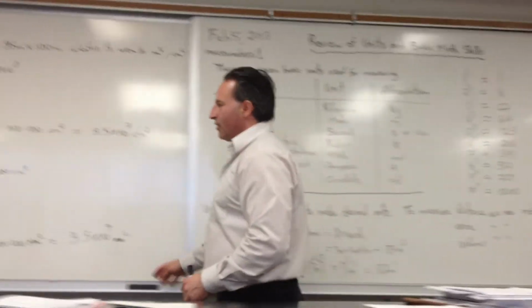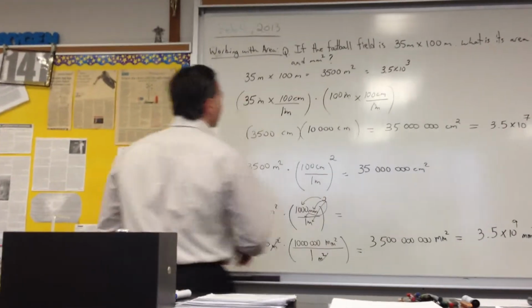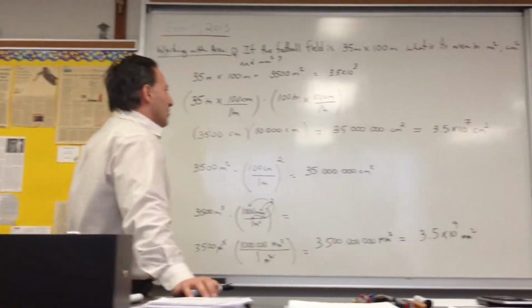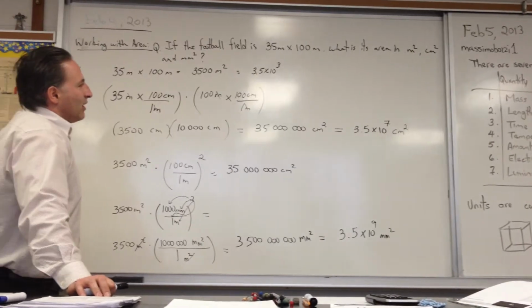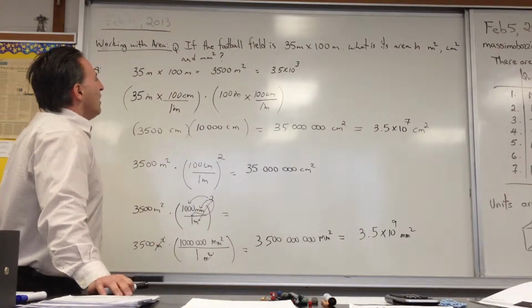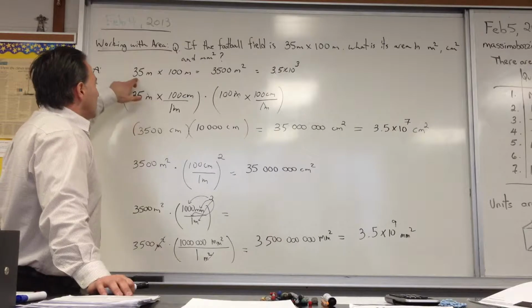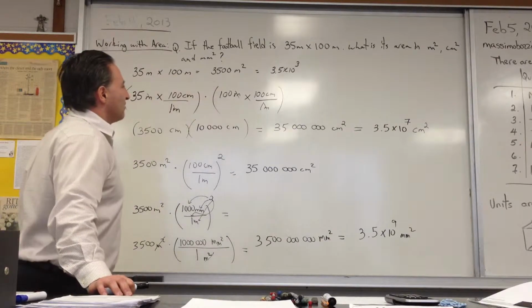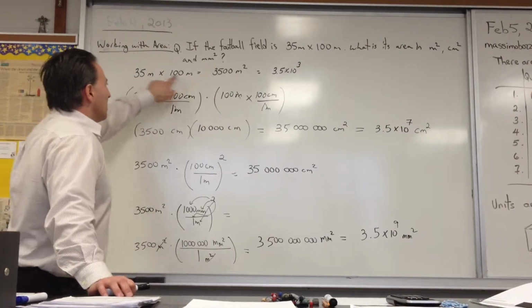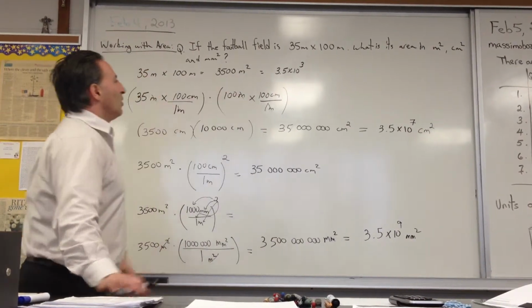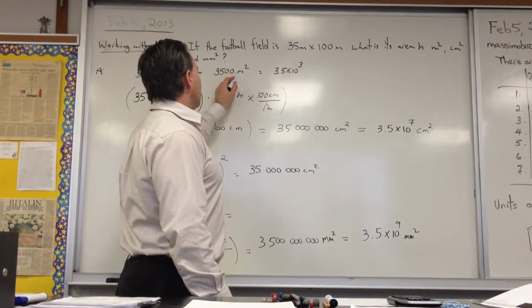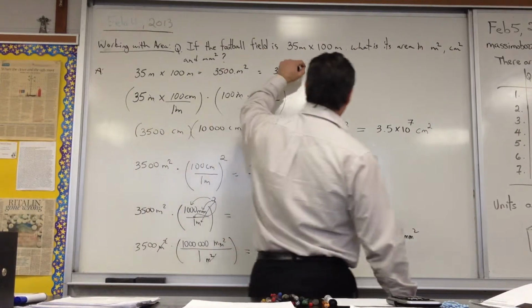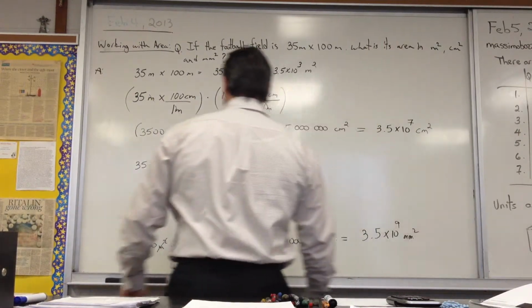Moving on to area and volume conversion. If the football field is 35 by 100 meters, 35 meters wide, 100 meters in length, what is its area in meters squared, centimeters squared, and millimeters squared? The first step is to find its area in meters squared. So 35 meters by 100 meters gives you 3,500 meters squared. Notice how meters times meters gives you meters squared. You can also rewrite the answer by moving the decimal place over 1, 2, 3 times. You could say 3.5 times 10 to the 3 meters squared.